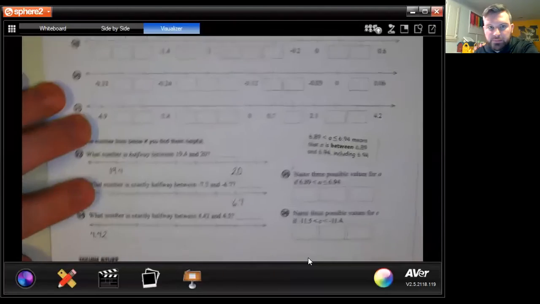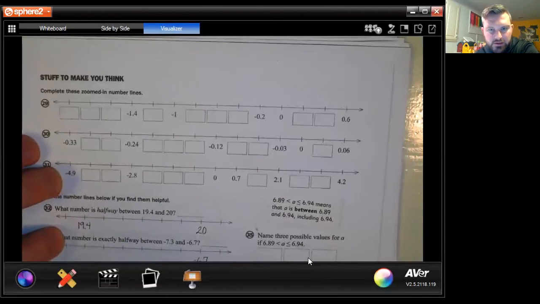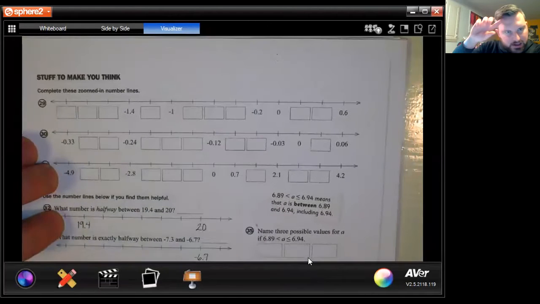Before, we did pages 3 and 4 on the first part of the unit, and now we're looking at page 5 here. Okay, so on page 5, we'll start here with number 29. This is stuff to make you think.